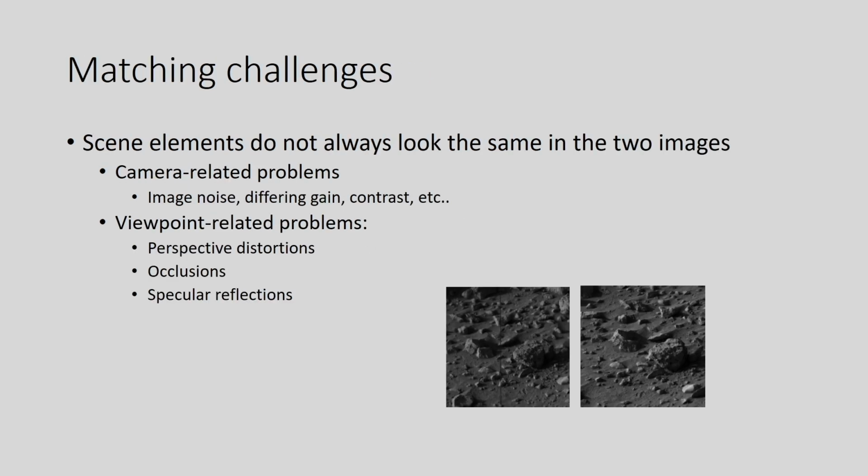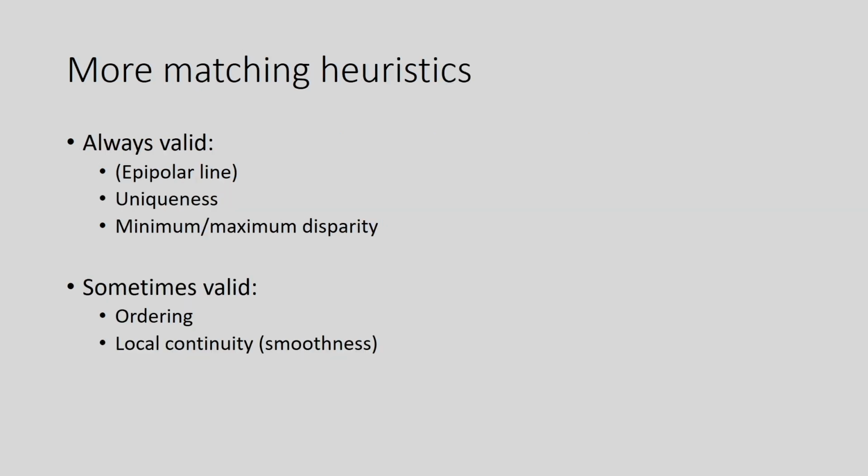Also, I discussed the matching challenges, the problems like perspective distortions, image noise, the gains of the cameras may be different, specular reflections, occlusion. So, these cases I have already discussed about stereo matching. And also I have considered some assumptions, some constraints like epipolar constraints, uniqueness constraints, the maximum and the minimum disparity values, the ordering constraints, the local continuity assumptions. So, these assumptions I have considered for stereo matching, the matching between the left image and the right image.